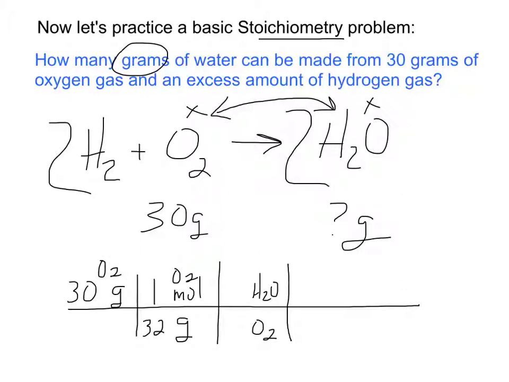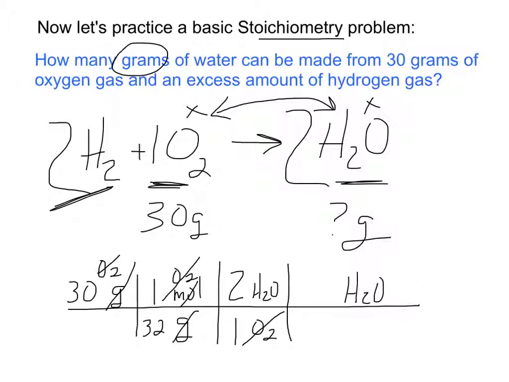Now, what is my ratio up here? Talk to me about my balanced chemical equation. This says 2 moles of hydrogen plus 1 mole of oxygen gas will make 2 moles of water. So my ratio here is 2 moles of water for every 1 mole of oxygen gas, and those are in moles. So right off the bat, I can see I've gotten rid of grams of oxygen and moles of oxygen. I'm now into water.